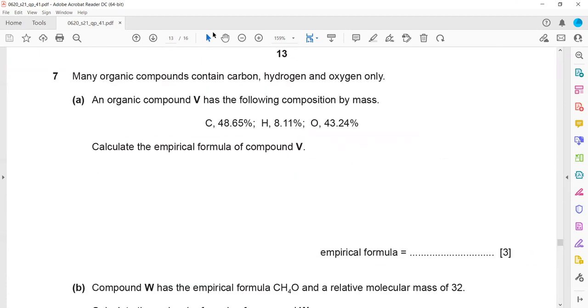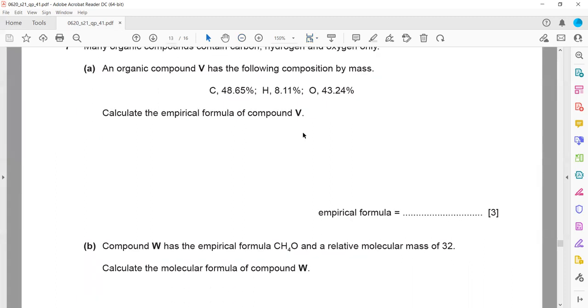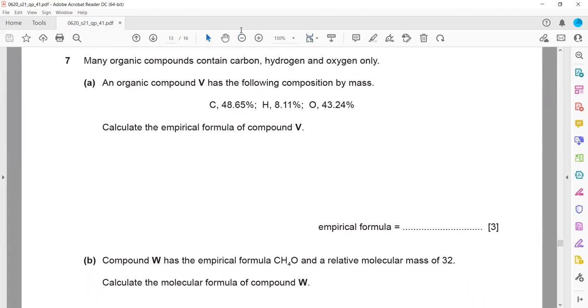Okay. The first part is about the empirical formula. We did yesterday how to work out the empirical formula. So many organic compounds contain carbon, hydrogen, and oxygen. They mention the compound contains carbon 48.65%, hydrogen 8.11%, and oxygen 43.24%.